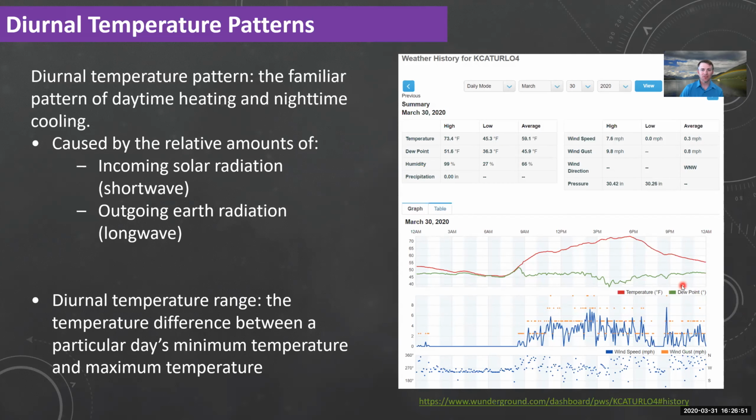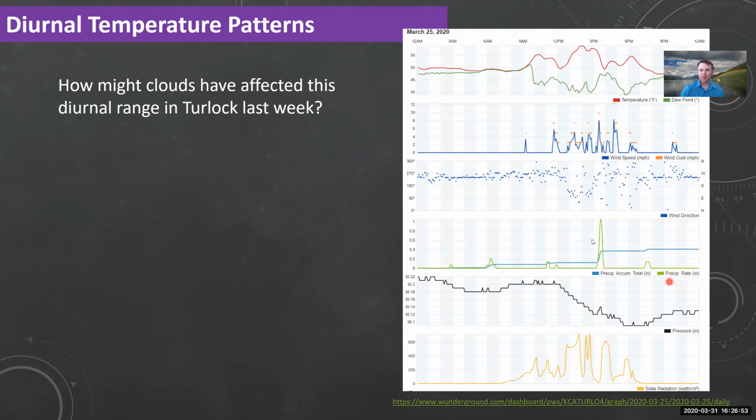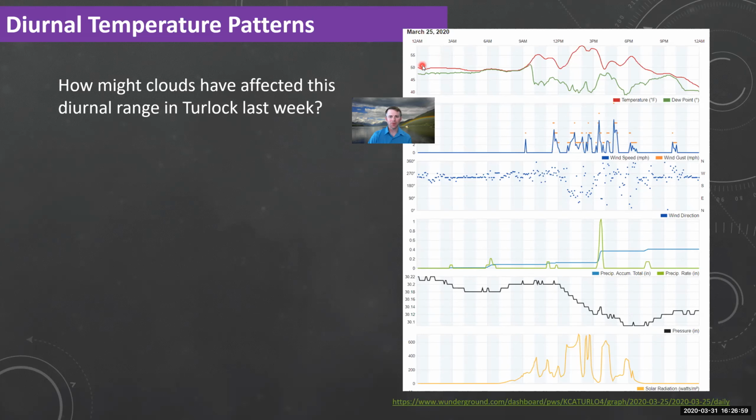The green line is the dew point or the humidity. And then here's another funny one. This is from my temperature gauge about March 25th, I guess it was, about a week ago. And you can see here, how might clouds have affected the diurnal temperatures of that day? This is one day, but you see the temperature goes up and then the clouds came over, less radiation, things got cold, then whoosh, clouds went away, temperature went up, clouds came over.